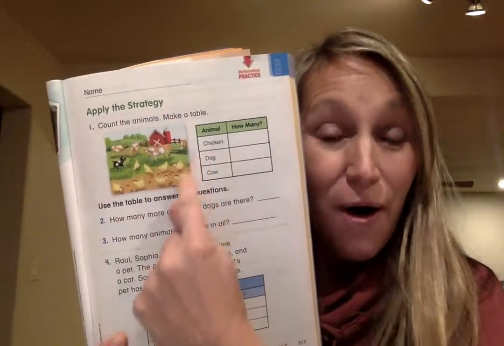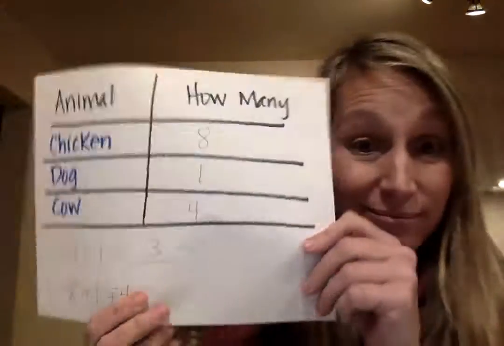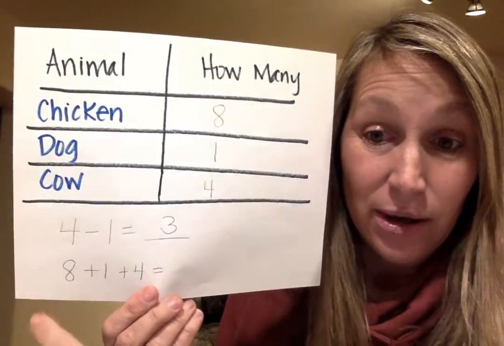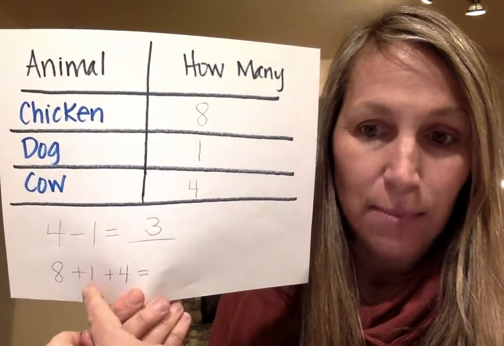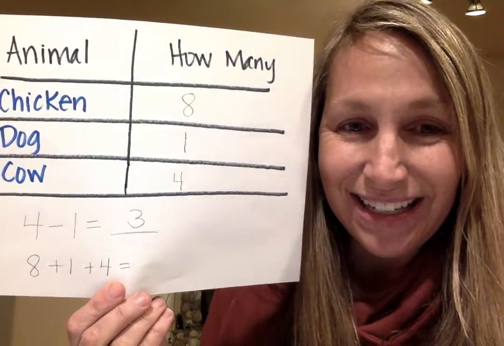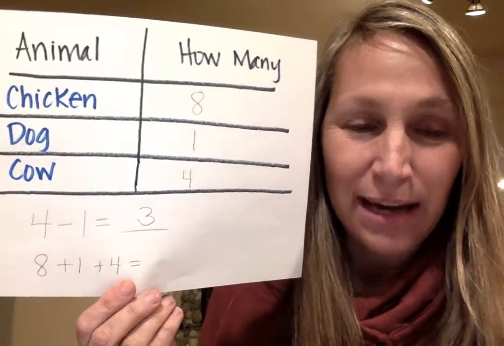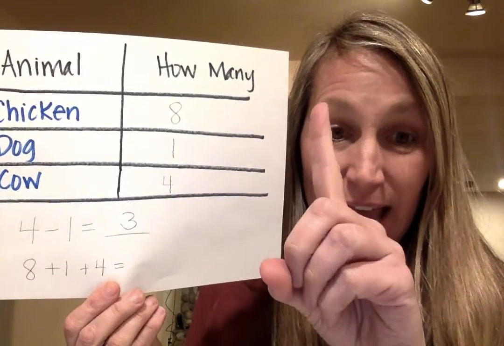Yes, you could count all the animals if you wanted to. That would be one way. What's another way? Yes, you could add all the numbers together. So I could add 8 plus 1 plus 4. I can add 3 numbers together. So I add the first 2 together, 8 plus 1. 8 plus 1 is 9. Good. 9 plus 4. 9, 10, 11, 12, 13. There are 13 animals in all.